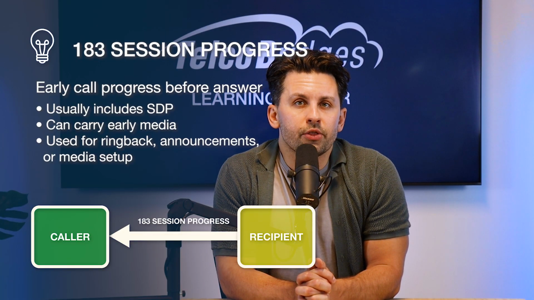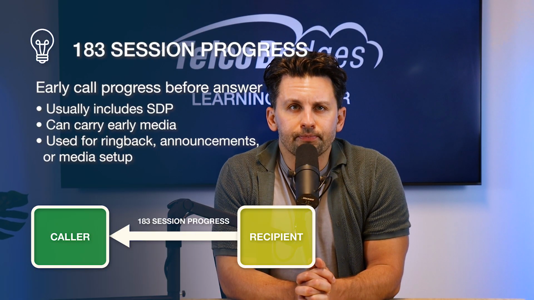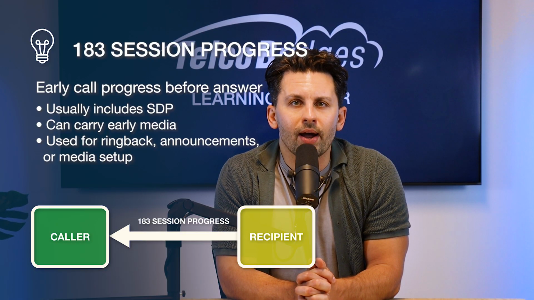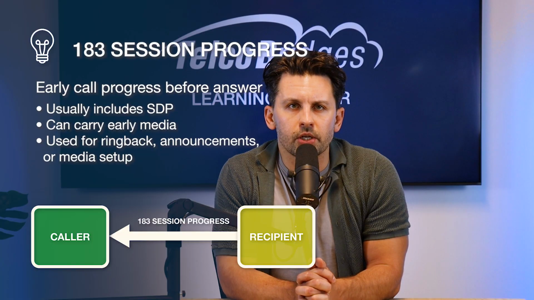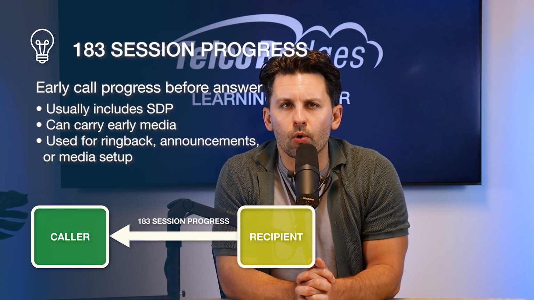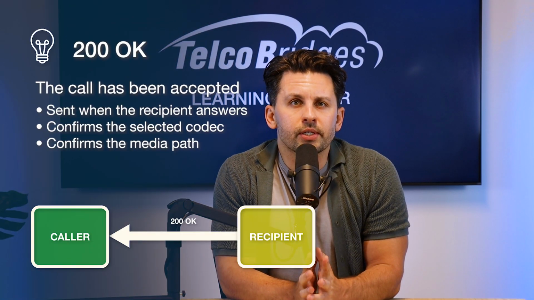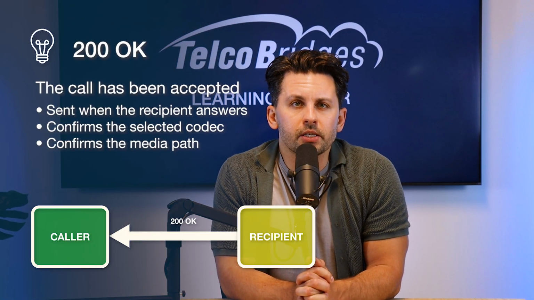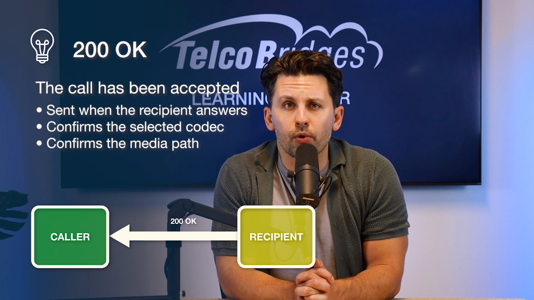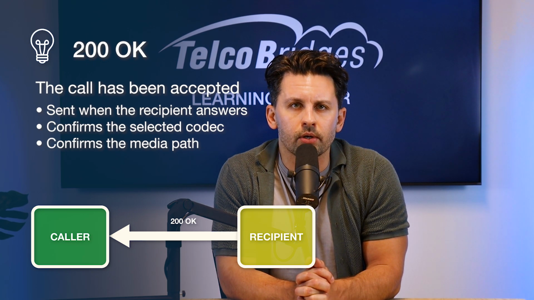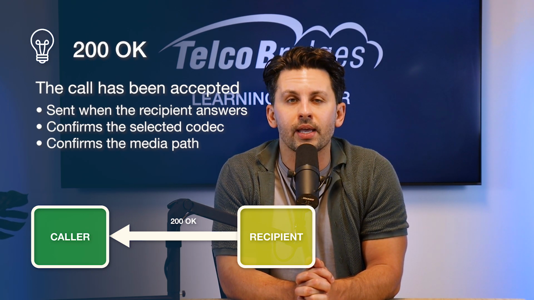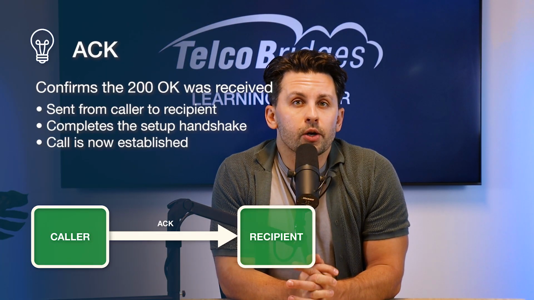You may also see 183 session progress with SDP. This is commonly used when the network needs to provide something before the call is answered, such as a ringback tone, an announcement, or the media details needed to prepare the audio path. When the recipient answers, their side sends back a 200 OK. This means the call is accepted. In a simple flow, the 200 OK carries the media answer, confirming the codec and media path for the answered call. In flows with early media, some media details may already have been exchanged earlier through 183 session progress with SDP. Finally comes the ACK.